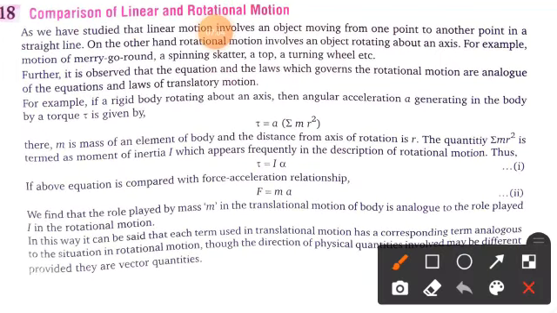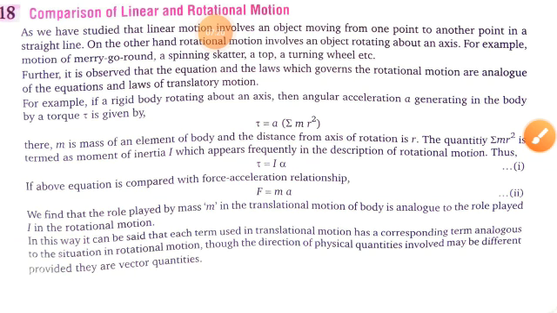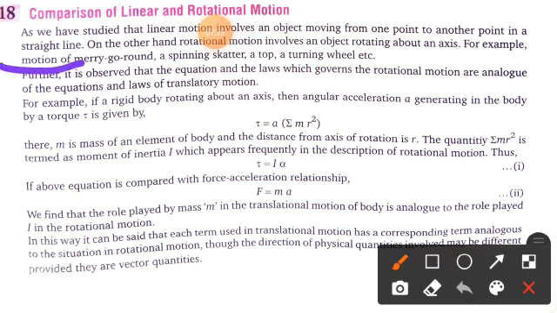This is important. As we have studied, linear motion involves an object moving from one point to another point in a straight line. Clear? On the other hand, rotational motion involves an object rotating about an axis. For example, the motion of a merry-go-round, a spinning skater, a top, a turning wheel, etc.